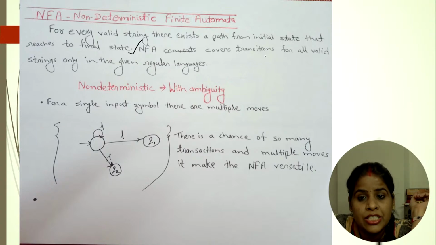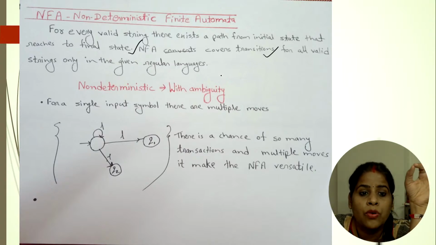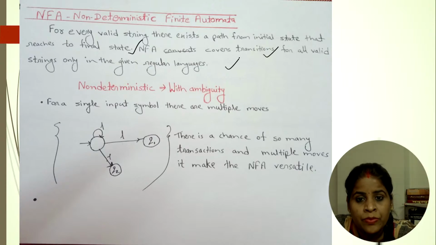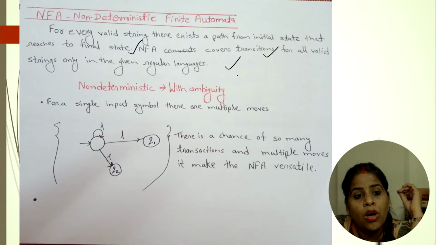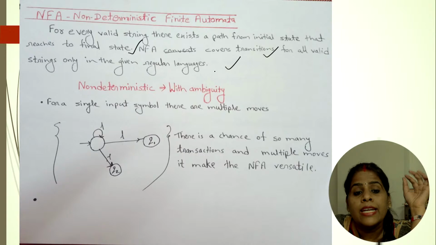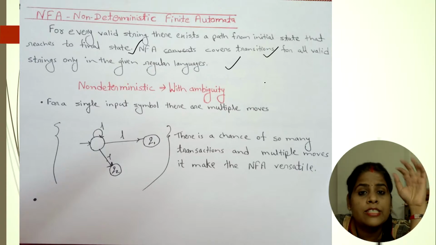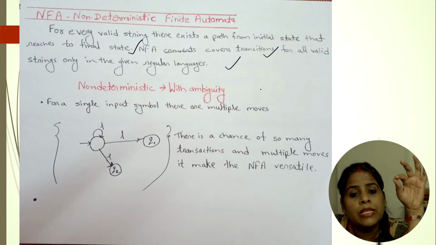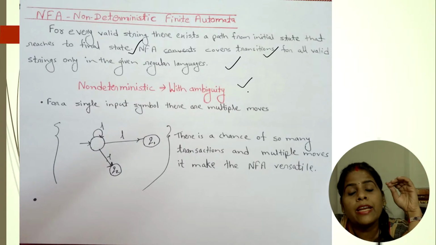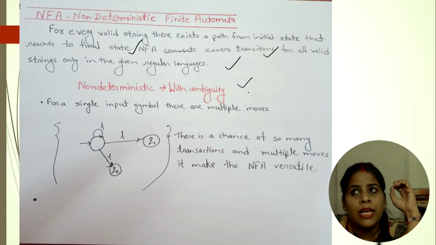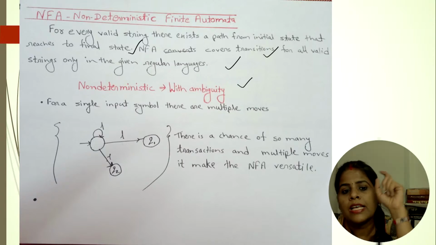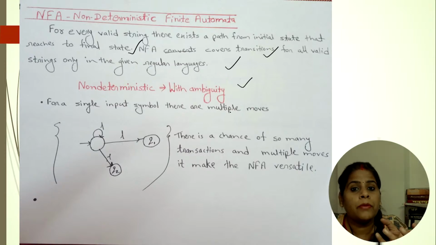NFA covers transitions for all valid strings only in the given regular language. According to the given language, it covers transitions for all valid strings. Non-deterministic finite automata means this is not determined, not fixed, with ambiguity. We can think that non-deterministic means not determined, means with ambiguity. It may be possible there will be some ambiguities.